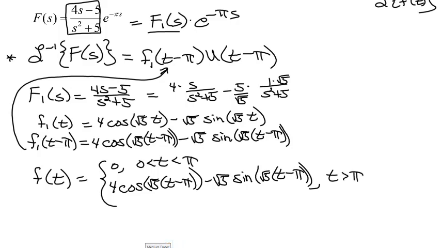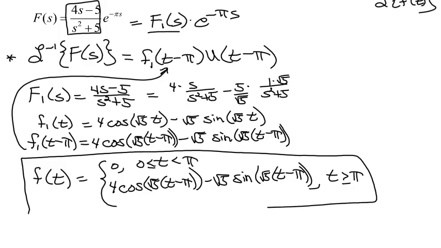Now, technically, the definition of the unit step function included the 0 and didn't include the pi until the second piece. So technically, that's what you should write, but most teachers don't care if you use open inequalities instead of closed inequalities for your piecewise function definition. But this is the answer to that problem. That is the inverse Laplace of our given function of s.